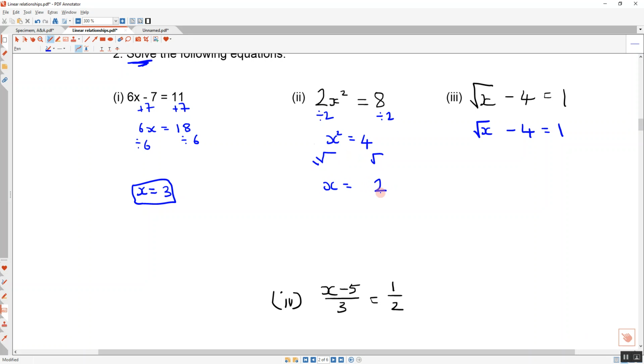But there's also another answer, which I'm sure most of you forgot about. There are 2 answers for this. The square root of 4 is 2, but there's also another answer: -2. Because remember, 2 times 2 is 4, but also negative 2 times negative 2 is 4. So you should have 2 answers for this.